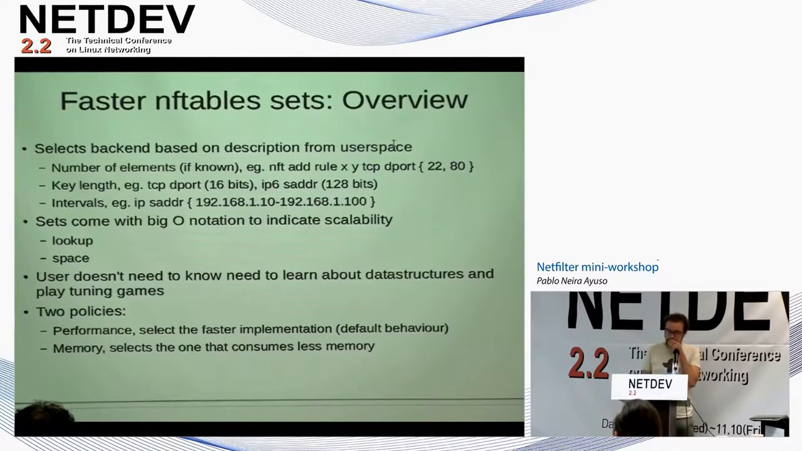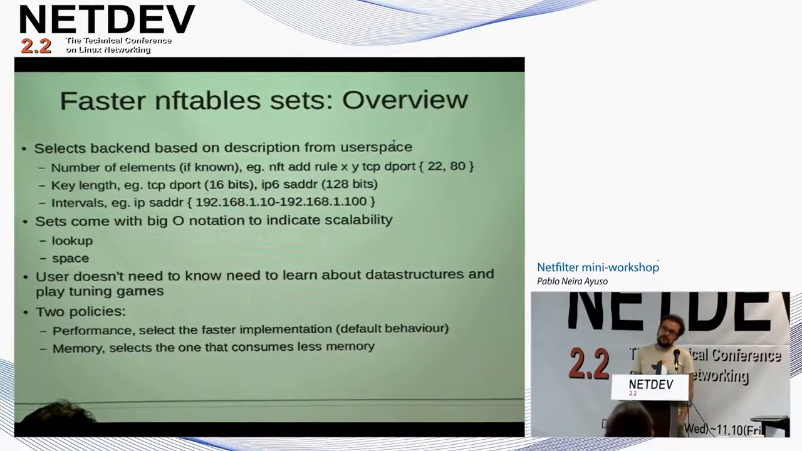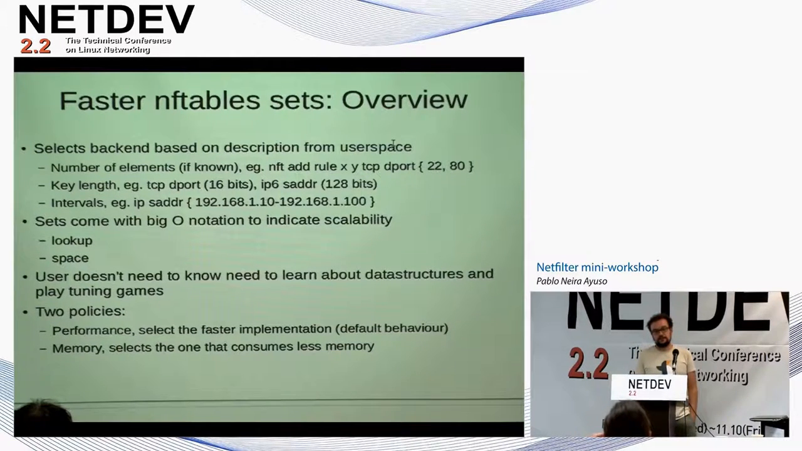So let's talk about the updates that happened on the set infrastructure. There were some changes that went upstream, related to make nftables go faster for the set implementations that we have. So for those that are not familiar, basically in nftables, from user space what we provide is a description of the set. It's not specifically that we allow the user to select what backend wants to use, but instead the user needs to provide the number of elements that is going to add to the set. This is of course optional, right?